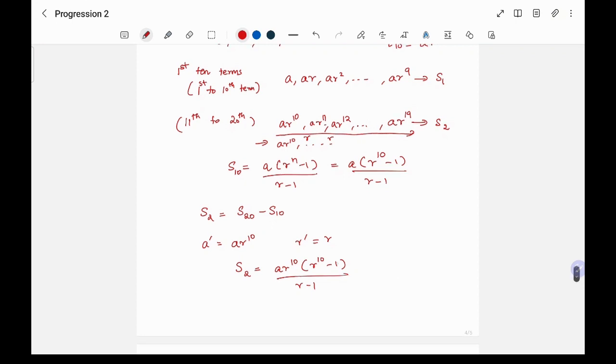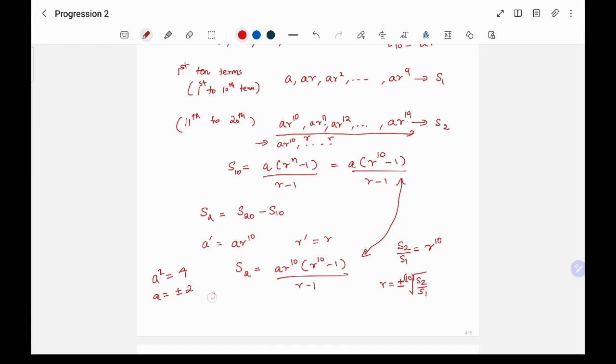Okay, now we have to find R. So if you relate this and see, taking the ratio will directly result in it. So S2 by S1 will be, everything will cancel except for R power 10. So R will be the 10th root of S2 by S1, plus or minus. Whenever there is an even power, we need to take plus or minus. For example, let's take a square is 4. So a can be plus or minus 2.